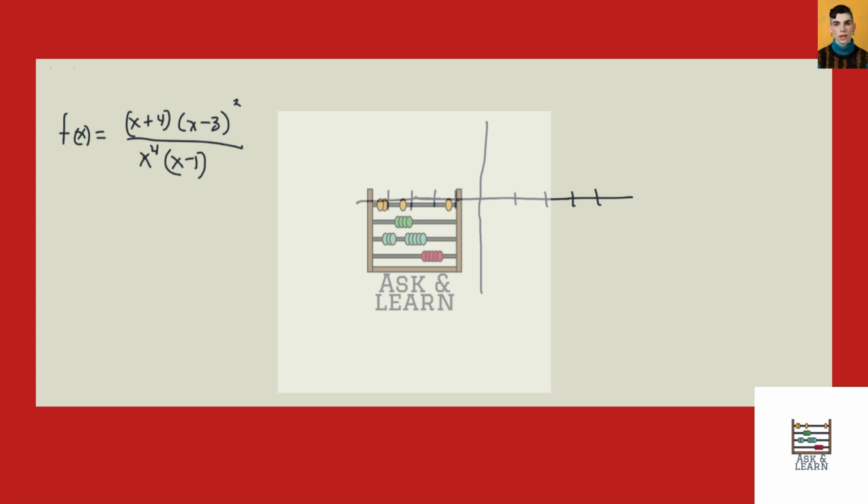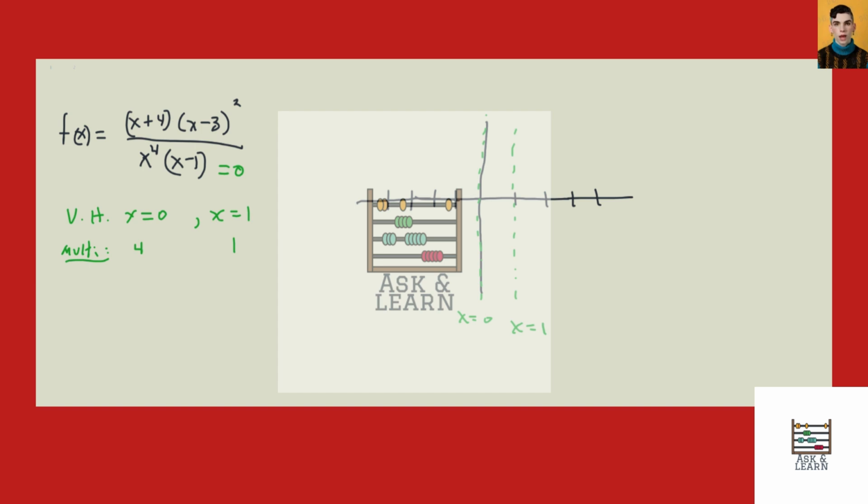Now, remember, we get vertical asymptotes when our denominator is equal to 0. So that tells us x is equal to 0 or x is equal to 1. And something else you're going to want to know is the multiplicity of these. So this here is 4 and x is just going to be 1. So let's plot those first, at x is equal to 0 and x is equal to 1.